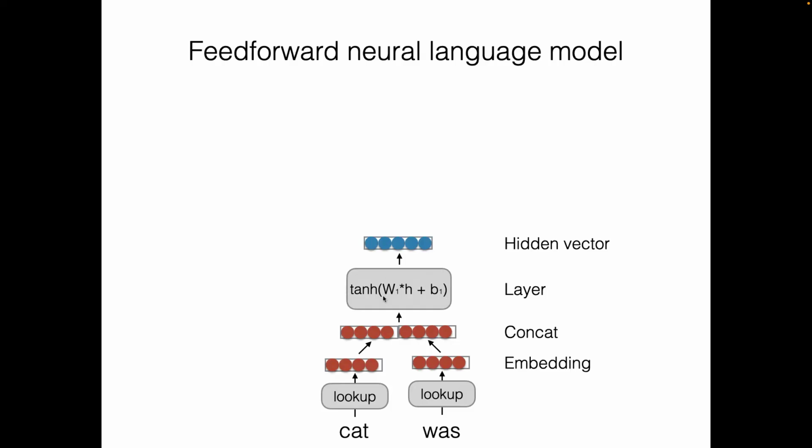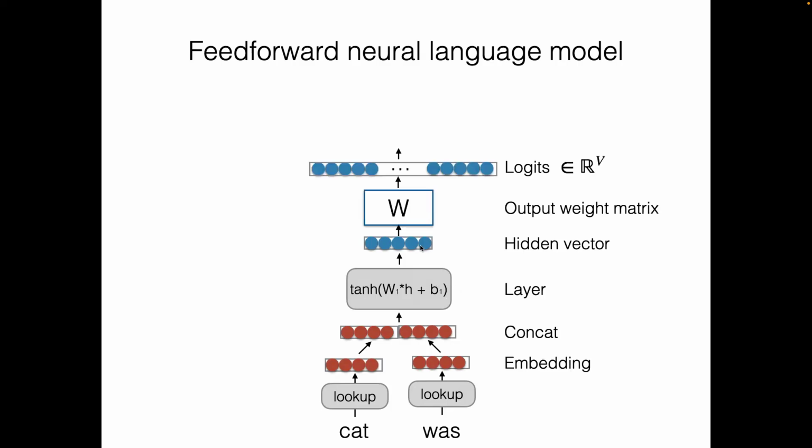So here you have this nonlinear layer with the tanh. You can stack them together, of course. I'm just showing one layer. And then ultimately you have this output weight matrix. In the previous class, we were considering classifying a document to be positive, negative, neutral. Now we're basically saying, okay, our different classes are going to be different possible next tokens.